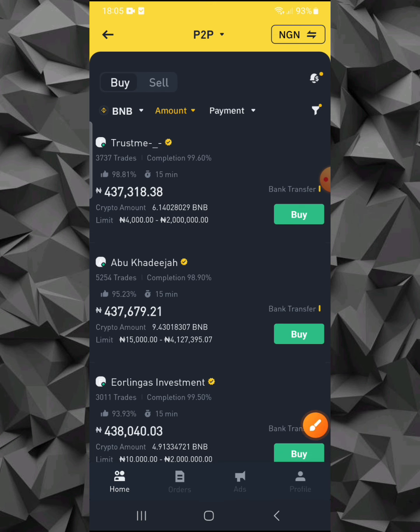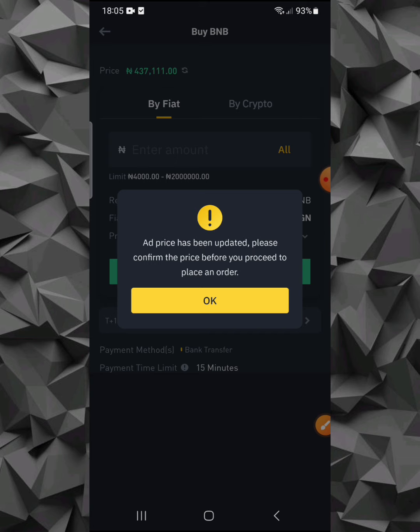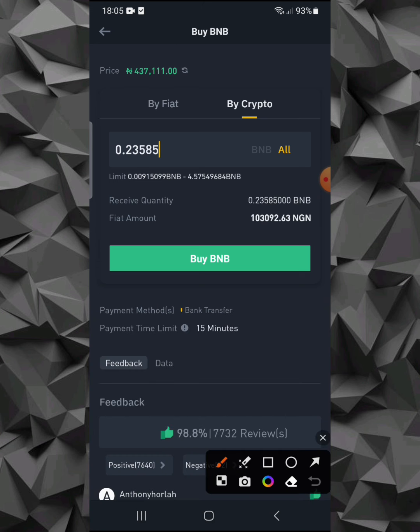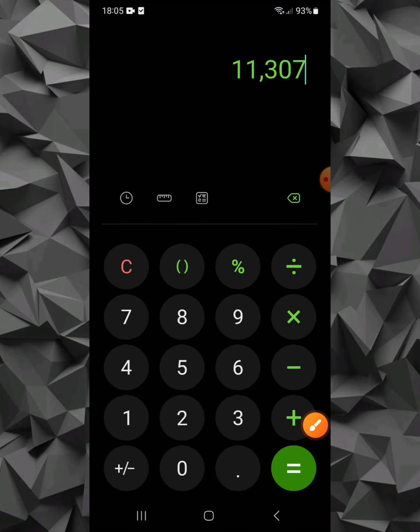So if you click on buy right now, assuming it's someone that just wants to buy the BNB from you, you'll be selling to him, and if he wants to buy that amount of BNB, which is 0.23585, you can see you'll be receiving 103,092 naira. So let me jot this down in the calculator. So 103,092 naira is the total amount you'll be making back after selling that BNB.